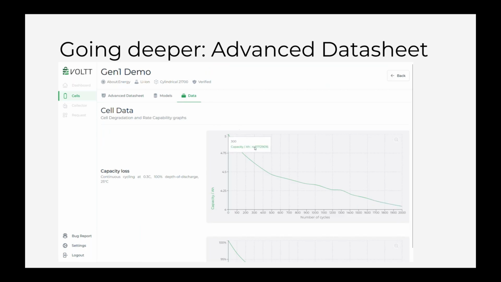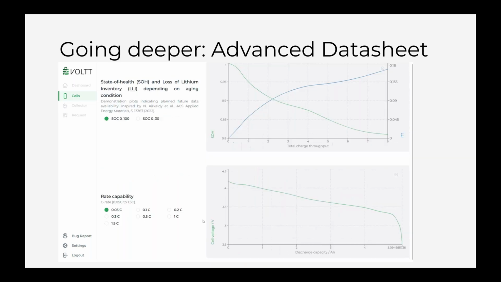Here you can see examples of capacity loss over a number of cycles for this demonstration cell. But we also want to provide things like rate capability, viewing that over lots of different cycles, so you can see at different currents how that cell would perform. And also looking at state of health, not just capacity loss, but looking at what type of capacity loss it was. Was it loss of lithium inventory or loss of active material?